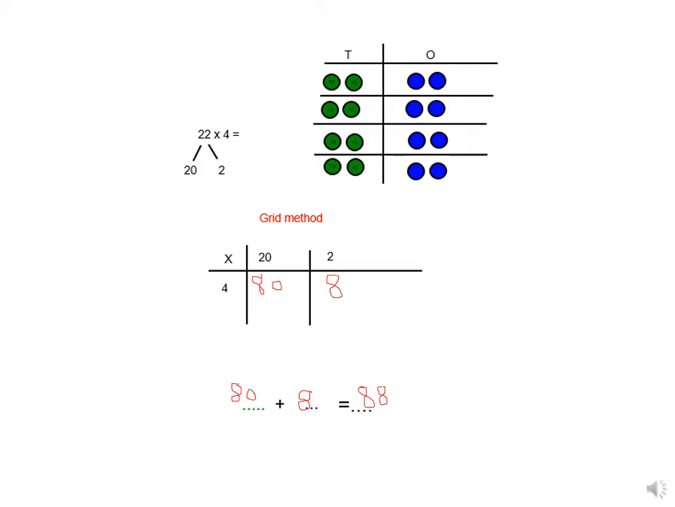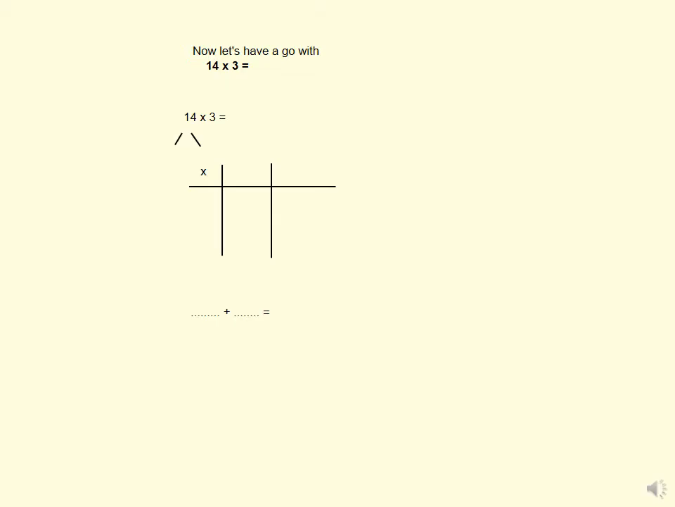Okay, next one. So I'd like you to have a go at this one on your own. Pause the video and then come back to check to see if you got the answer right. So first step, remember, hopefully you would have all done this. You are going to partition your two-digit number. So 14 is partitioned into 10 and 4, and then we are timesing by 3. So we're going to put our 10 in here and our 4 in here.